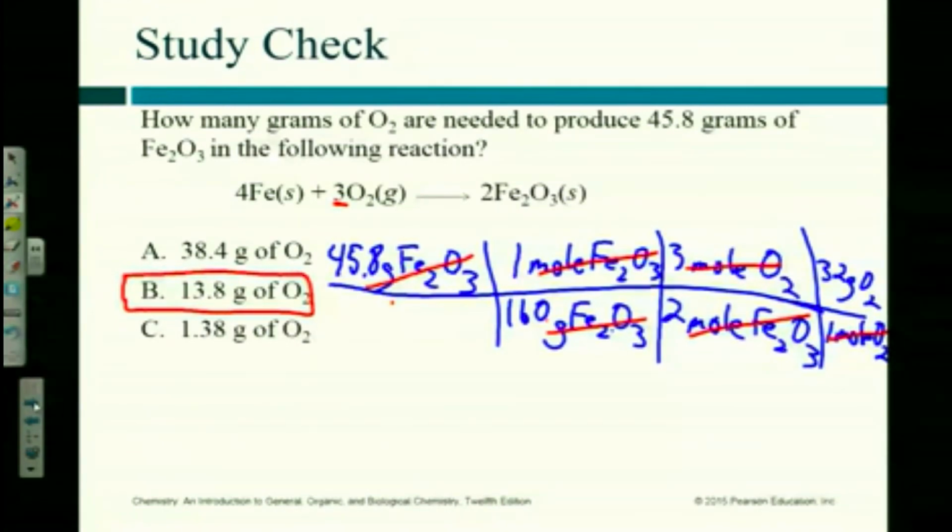Okay? 3 steps. Molar mass conversion, mole-mole ratio, then another molar mass conversion. I think you guys haven't practiced on the homework, so you don't know how to do molar mass conversion. Right?